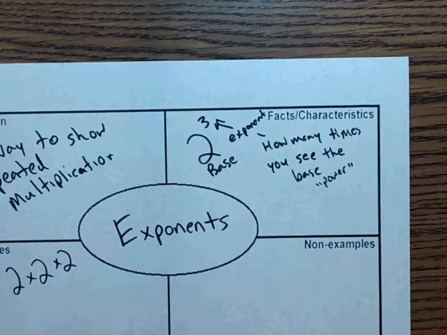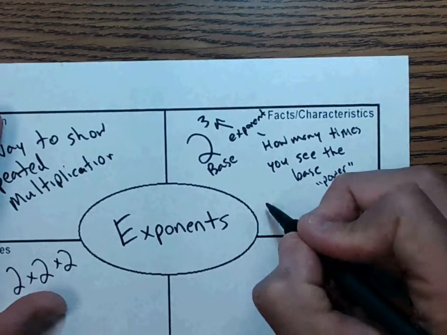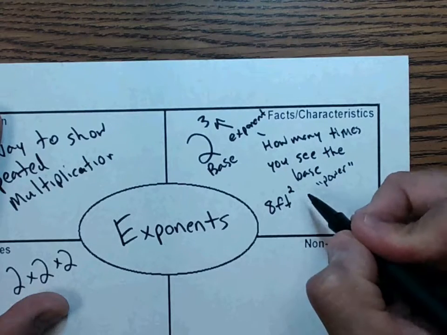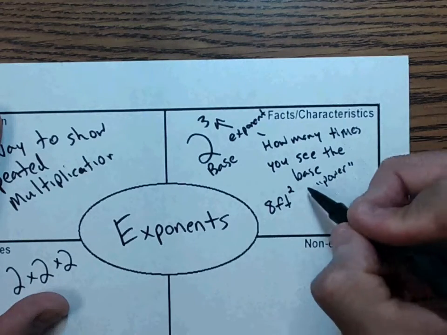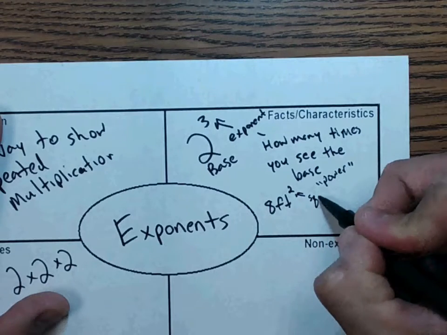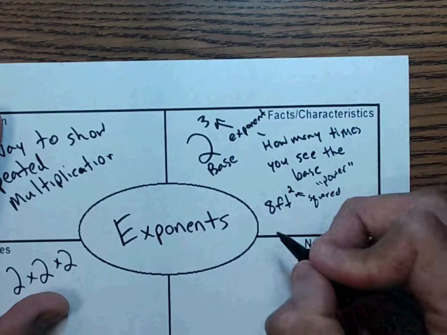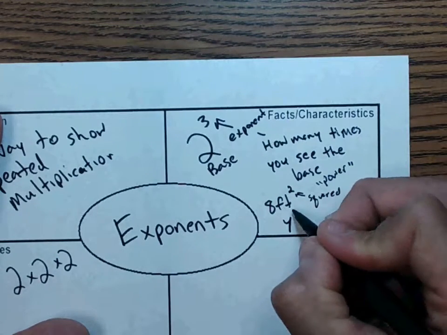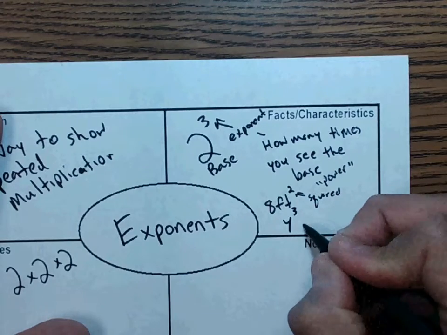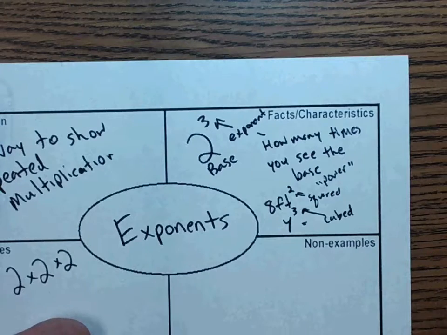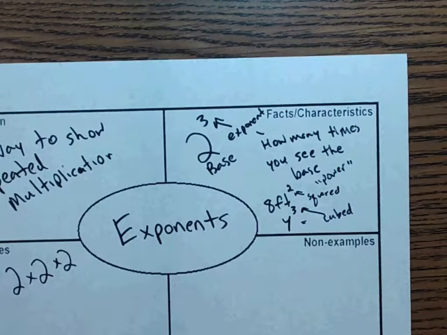Other times you may see exponents is if you're talking about area. You might see 8 feet squared, and that's an exponent right there. When you see that, that's squared, an exponent of 2. Or if you're talking about volume, let's use a variable, y cubed, or y to the 3rd power. That means cubed. Those are just some common exponents that you're going to be using throughout this year, especially when you get to area and volume.